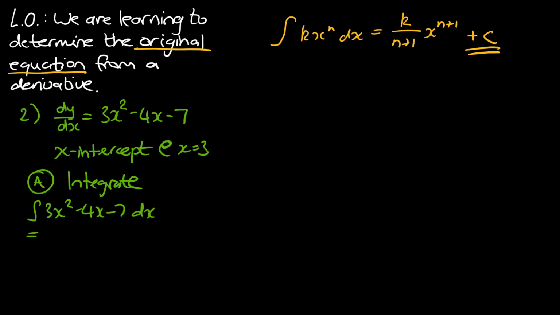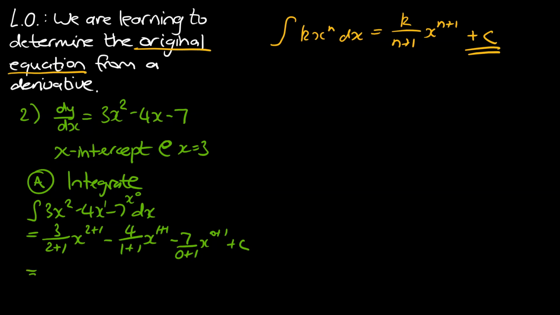So let's actually work down our page. We're looking at our formula. So that's going to be k, which is 3 divided by power plus 1, x to the power plus 1. We're then going to go minus 4 divided by 1 plus 1. Just a reminder, x by itself would have a power of 1. That's going to be multiplied by x, also to the power of 1 plus 1. We're then going to go minus 7 divided by 0 plus 1. And just to note that there would be x to the power of 0, and then x to the 0 plus 1. And then at the end, plus c.